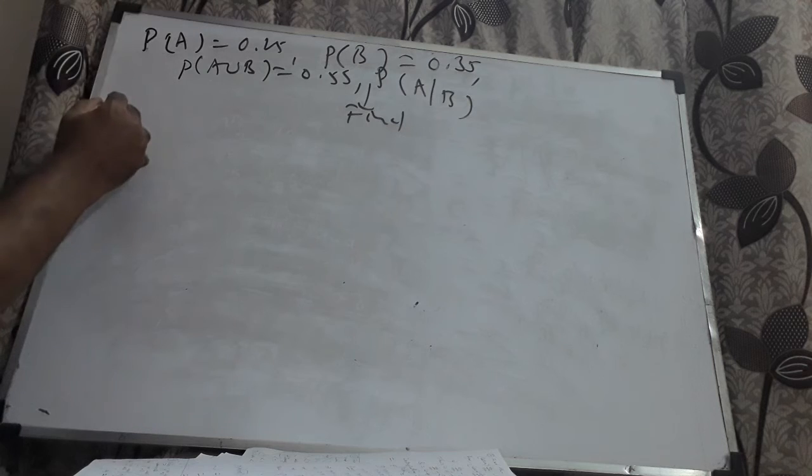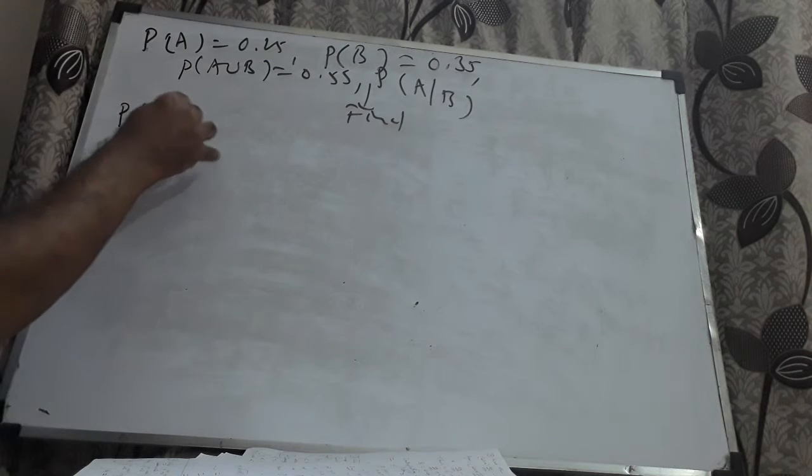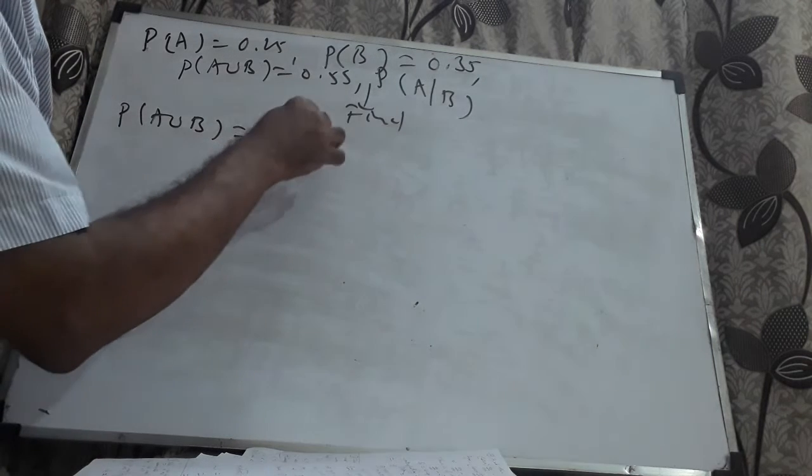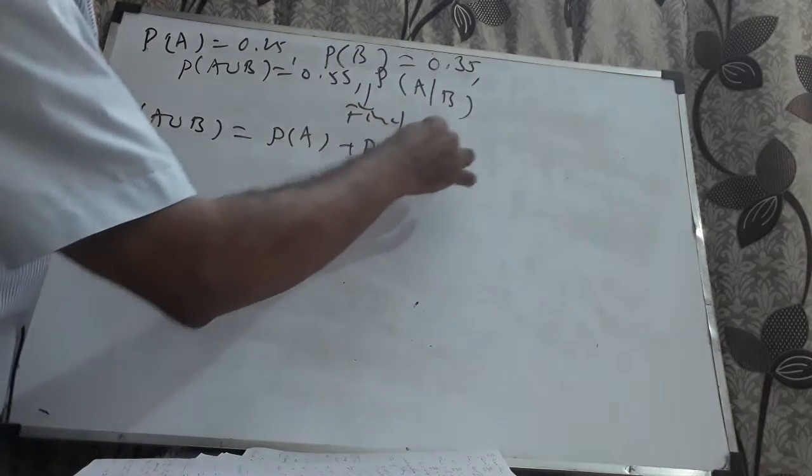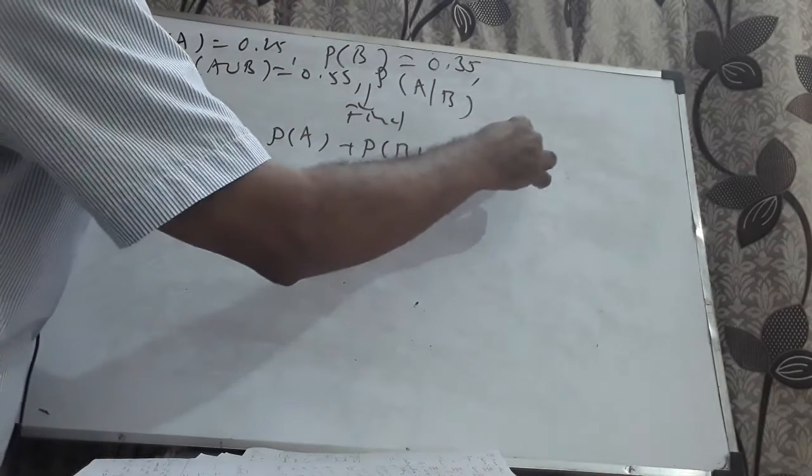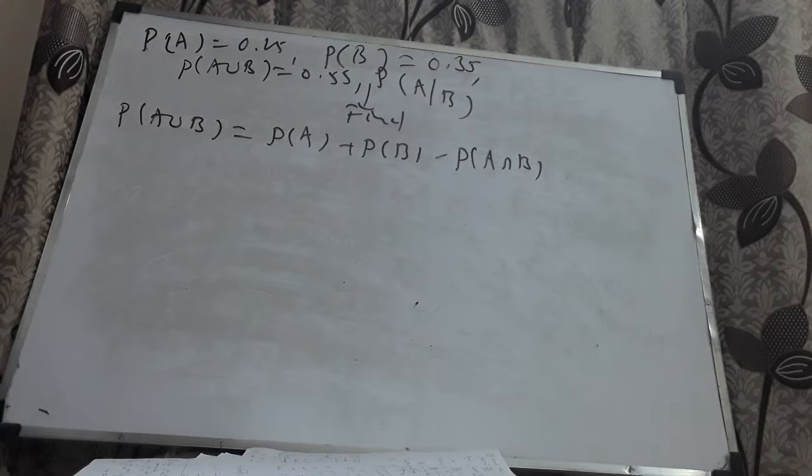Okay, fine. Now just listen carefully. P of A union B is P of A plus P of B minus P of A intersection B. It's a very simple logic. N of A union B is N of A plus N of B minus N of A intersection B.